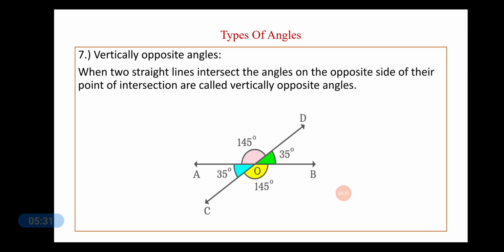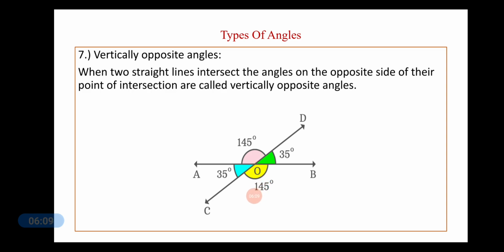Vertically opposite angles. When two straight lines are given to you, they intersect each other and form angles. All the angles which are formed on the opposite sides of the point of intersection are the vertically opposite angles. Like you have CD and AB. They both are straight lines, intersecting at a point O. Here AB and CD are intersecting at a point O.